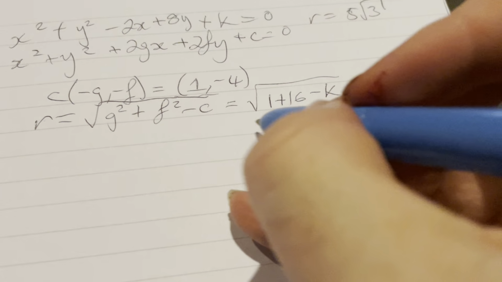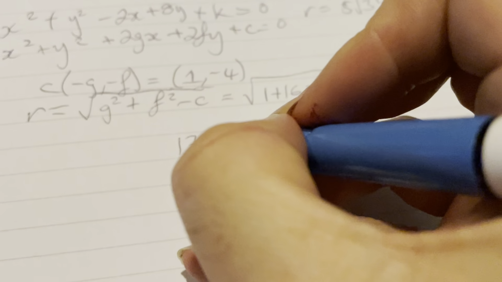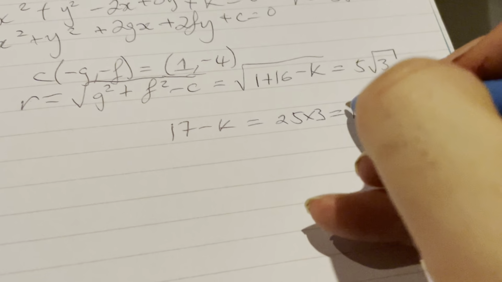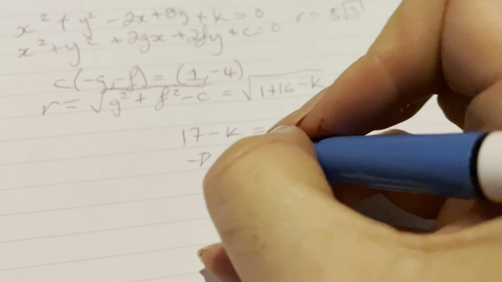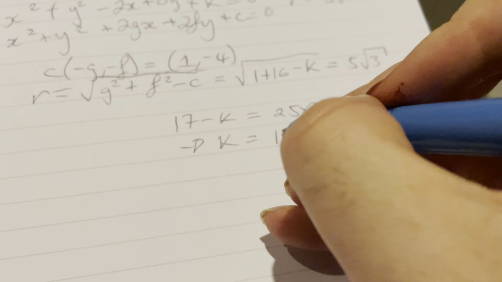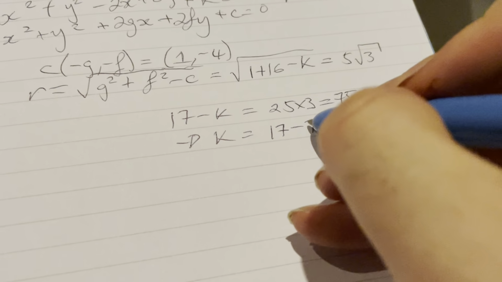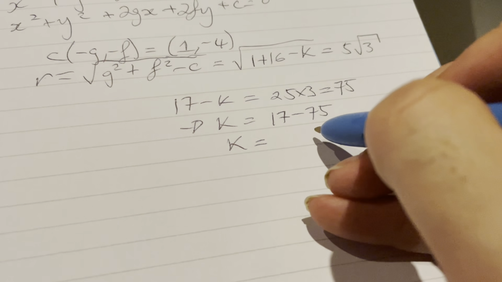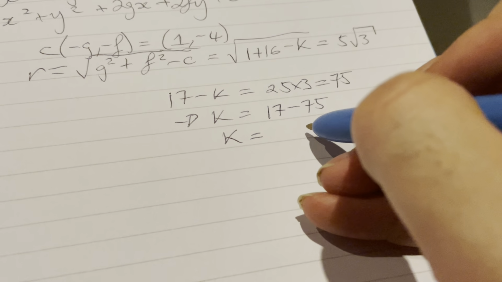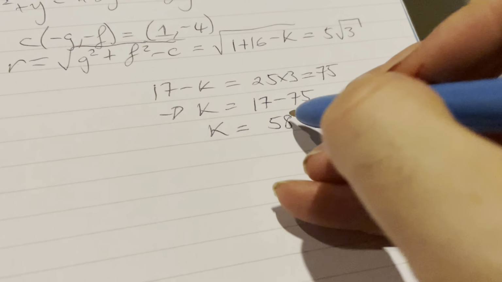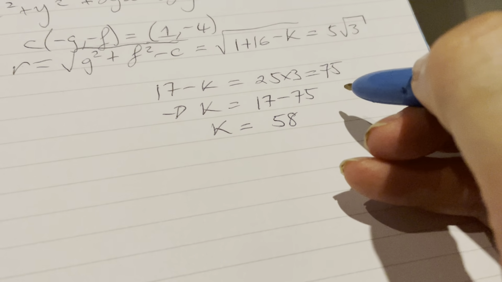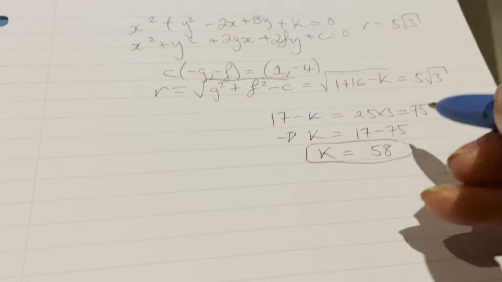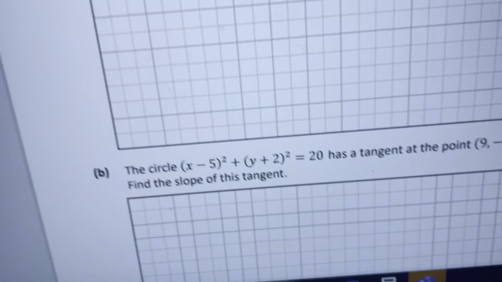So, square both sides, and you get 17 minus k is equal to 25 by 3, which is 75. So k is equal to 17 minus 75. K is minus 58, is it? Yeah. K is minus 58. Does that make sense? Yeah. Okay, that's fairly straightforward. I need the method, and hopefully the number is okay.